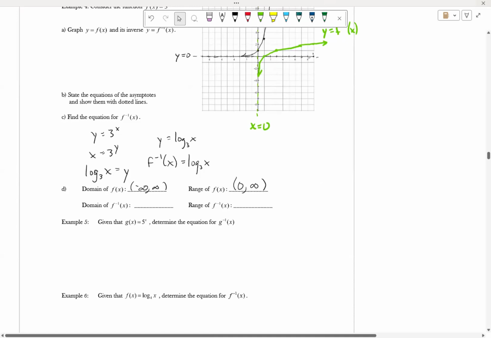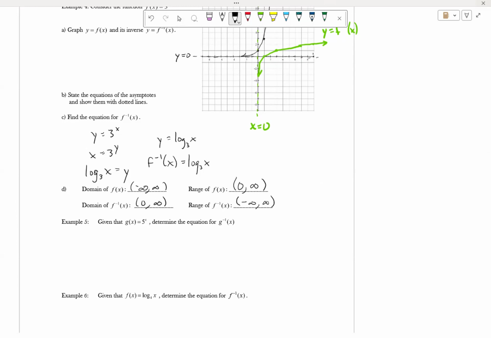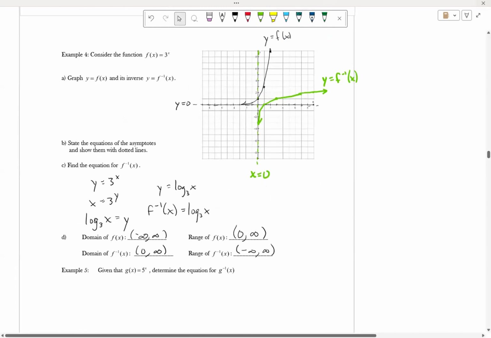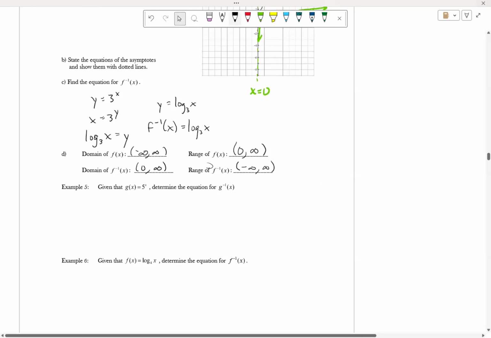And Matea, help me out with the domain and range of the inverse. Are we good? Yep. So they match the graphs, don't they? And also remember that the domain of the function is the same as the range of its inverse. So if you look, these match. These match. That's always going to happen if you do it right. Thank you, Matea.